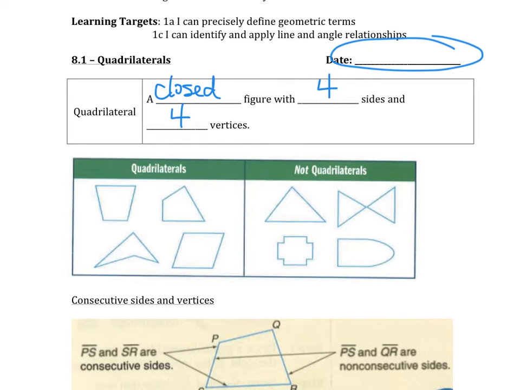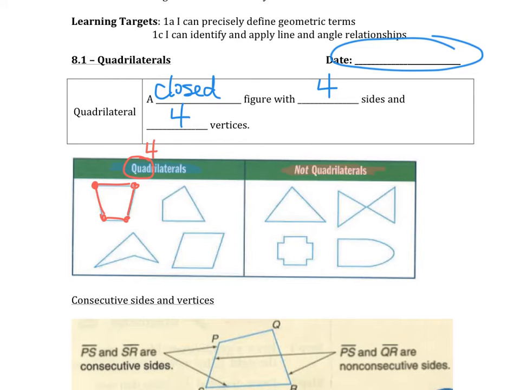Down below that box, there are some pictures of examples of what quadrilaterals look like, right here. And then, of course, you've got your pictures of what quadrilaterals do not look like. All right, so closed figure with 4 sides and 4 vertices. So looking at these right here, I've got 1, 2, 3, 4 vertices. And then I've got my 1, 2, 3, 4 sides. That prefix right here, quad, stands for 4. So it's a 4-sided figure.